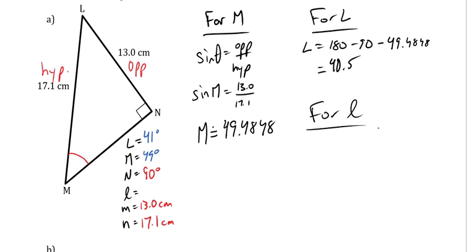Nice, Pythagorean theorem, right? Right triangle. I think we talked about this briefly at one point. Okay, good. So let's do it. A squared plus B squared equals C squared. My C squared is the hypotenuse, 17.1. So I'm going to do L squared plus 13.0 squared equals 17.1 squared.